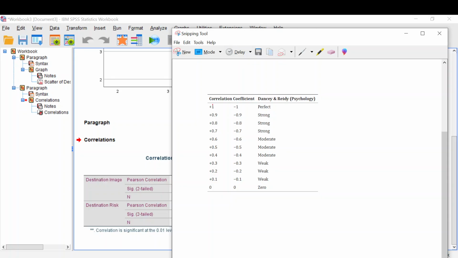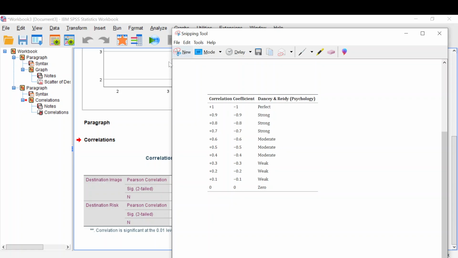A 1, either positive or negative, is what we call a perfect correlation. We don't see a lot of that in psychology, right? Something being perfectly correlated. There are always going to be subtle deviations from that, so it's very rare. A 0, on the other hand, is no correlation. They are not in any way associated with one another. And then we have a range from weak, moderate, to strong correlations, depending on the two variables being compared.